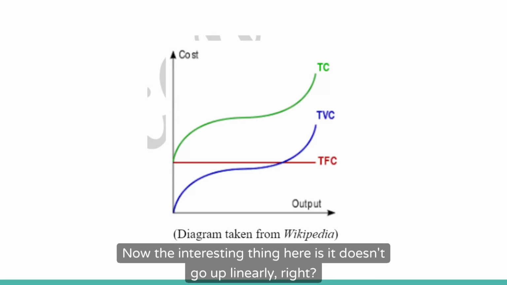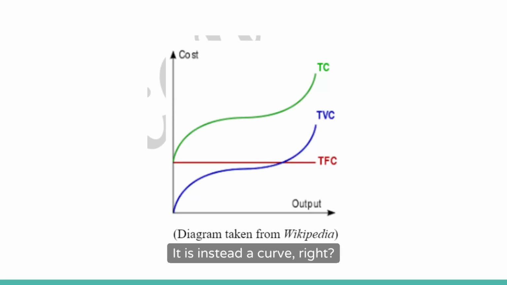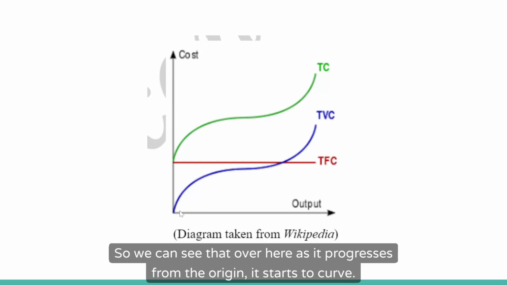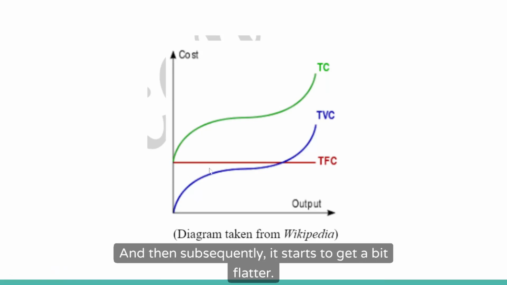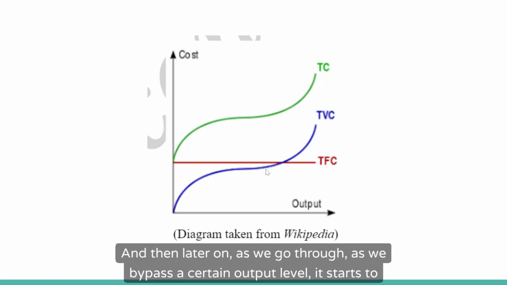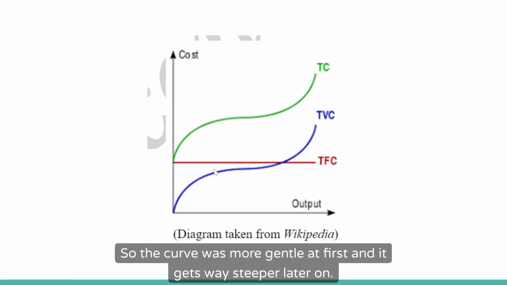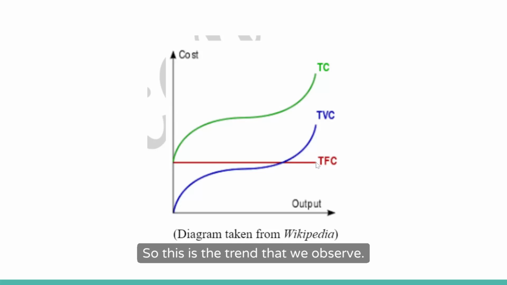Now, the interesting thing here is it doesn't go up linearly. It is not a straight line upwards. It is instead a curve, so it curves and bends at two main points. As it progresses from the origin, it starts to curve, and then subsequently it starts to get a bit flatter. And then later on, as we bypass a certain output level, it starts to get very, very steep. So the curve was more gentle at first, and it gets way steeper later on. This is the trend that we observe.